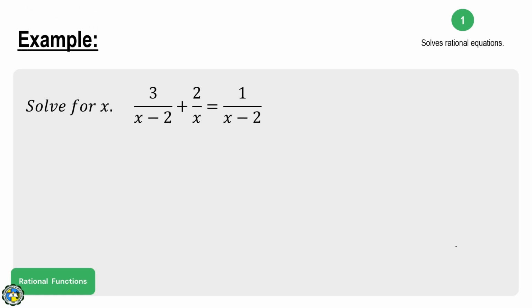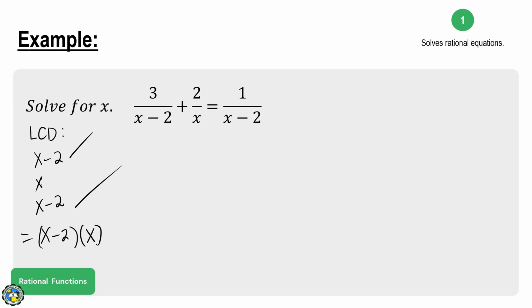So I have here 3 all over x minus 2 plus 2 all over x equals 1 over x minus 2 po. So again, let's have first our LCD. So x minus 2, x, and then x minus 2. So pareho na tayo may x minus 2. This will count as 1 na lang. Mumultiply na natin siya sa natirang multiple, which is si x. No need na po natin to distribute pa kasi maka-cancel out din naman po to later on when we multiply it for each rational expression.